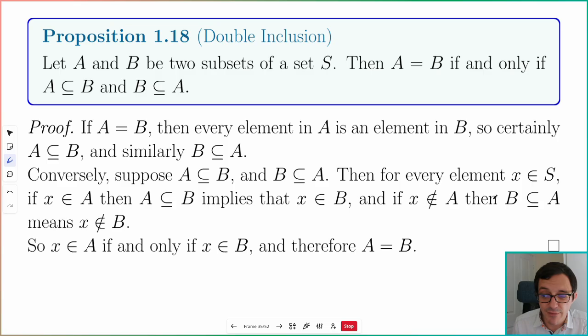If you like, that's a very small proof by contradiction. Say, suppose, what would happen? Could X be in B? Well, no, because then it would be in A, and we've just said it's not, so it must be the case that X is not in B.